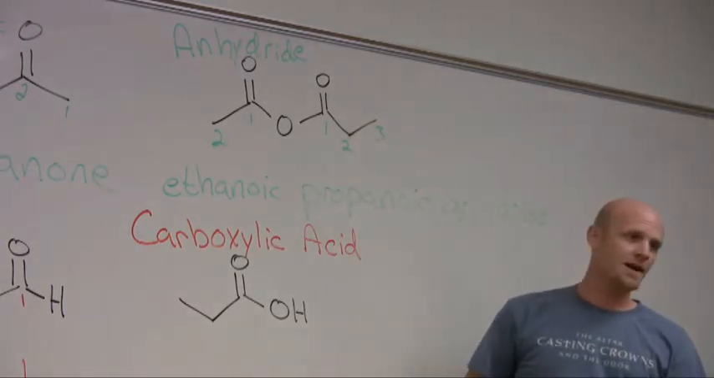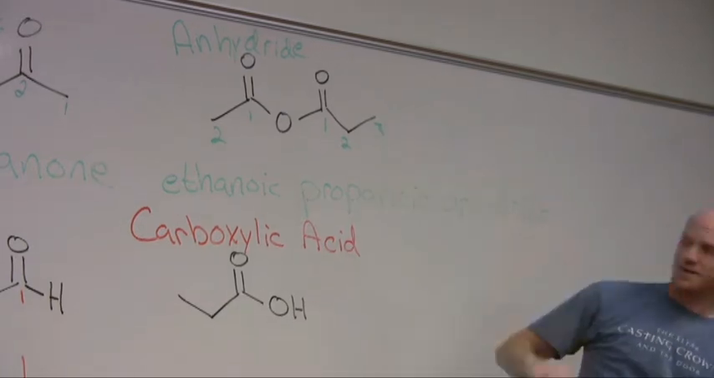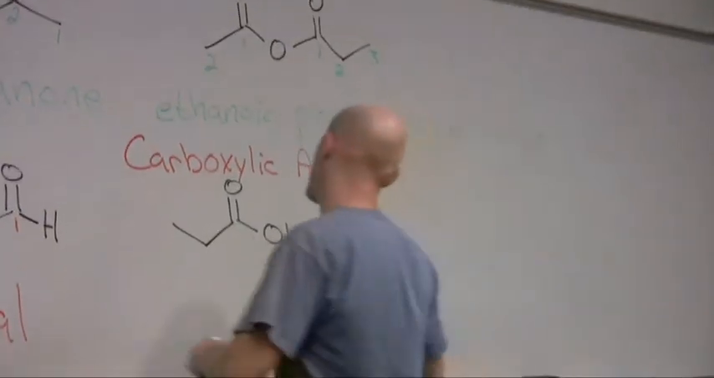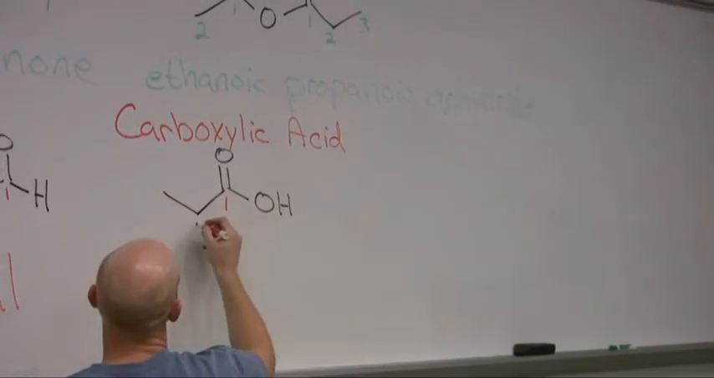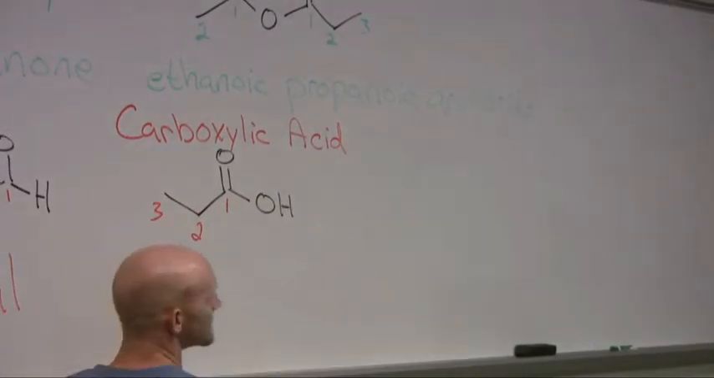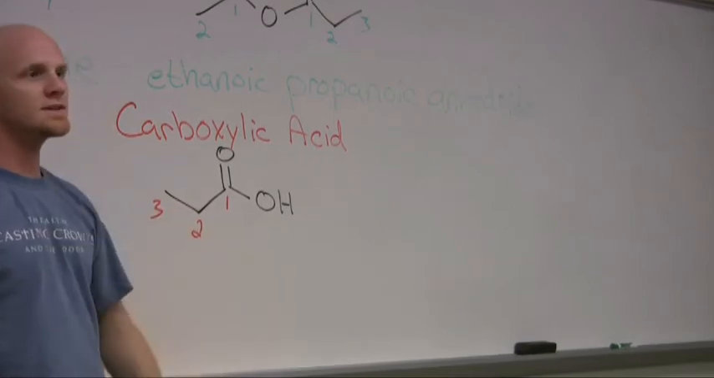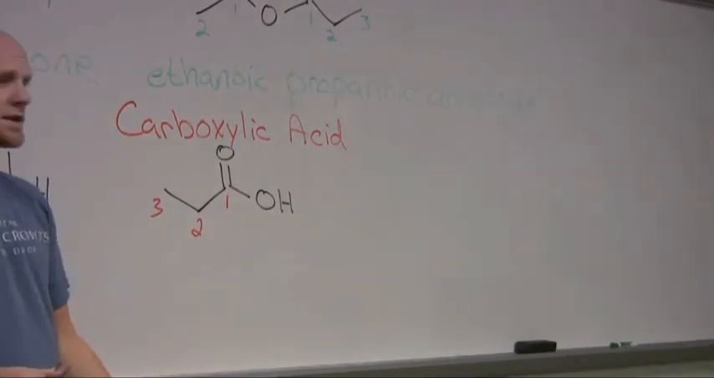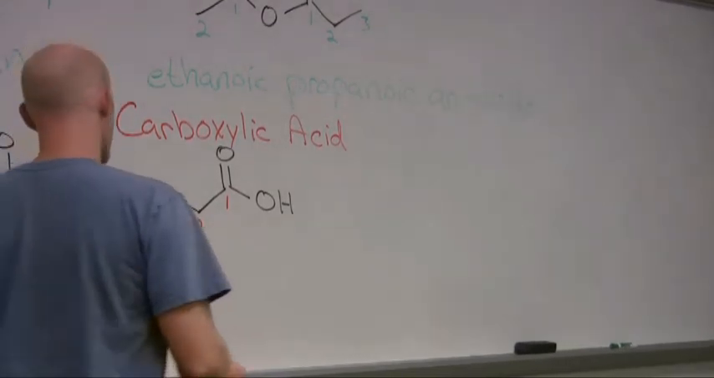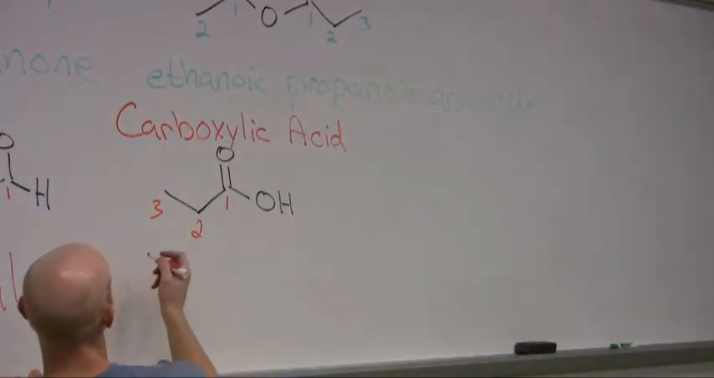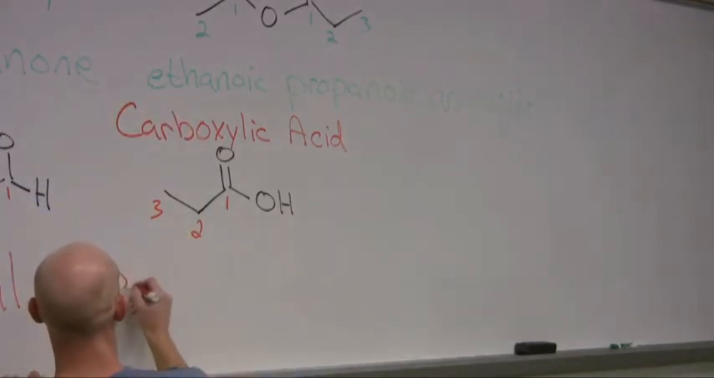So, we talked about how to name a carboxylic acid in naming the anhydride. So this one here, 3-carbon carboxylic acid. And again, carboxylic acids, they're just like the aldehyde, they're anchored to the end of the carbon chain, so they're always going to be located at position 1. And as a result, you don't give their number of where they're located. We just call this propanoic acid.